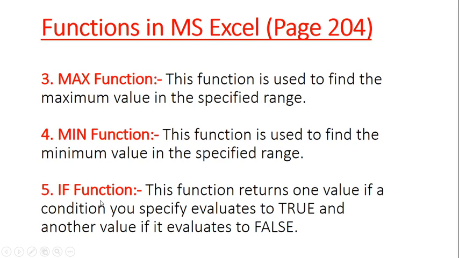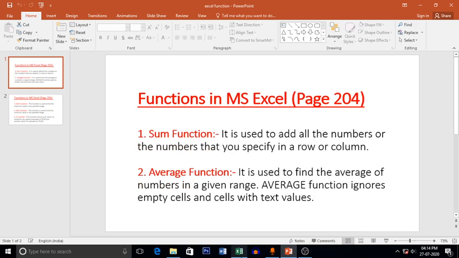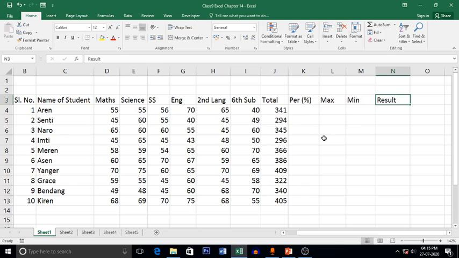Then next one is, what is it? Fifth, IF function. This function returns one value if a condition you specify evaluates to true, and another value if it evaluates to false. That is, it checks whether it is true or false, whether it is yes or no. Okay, I'll explain in details about how to use the functions here.